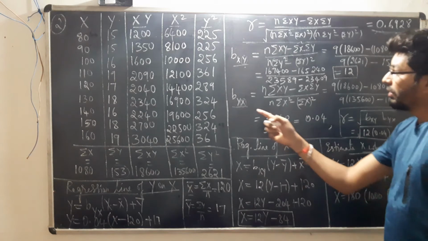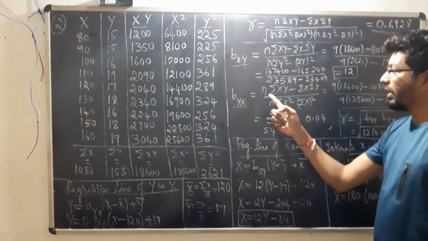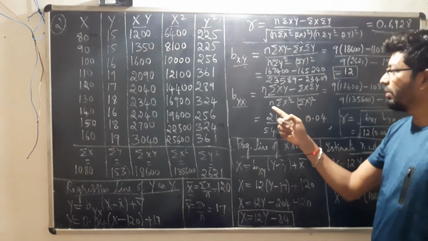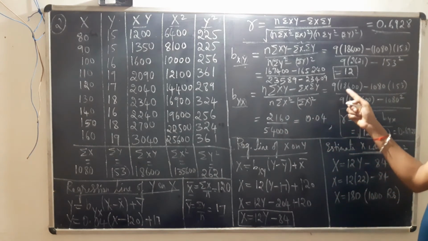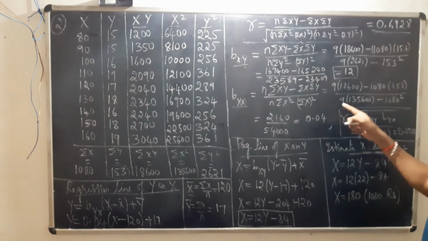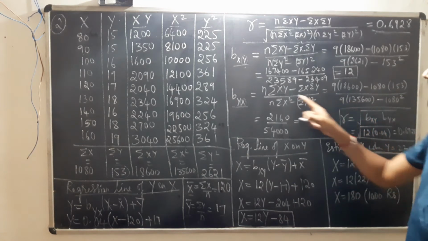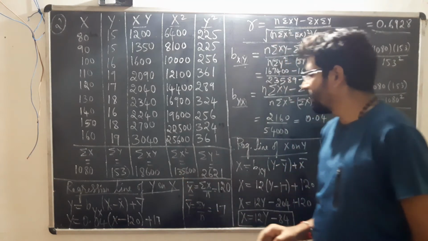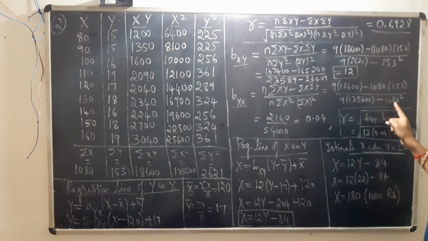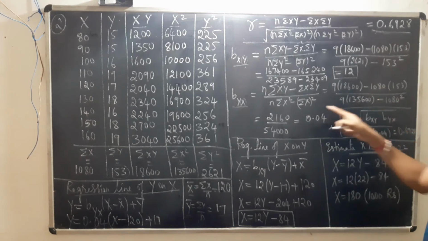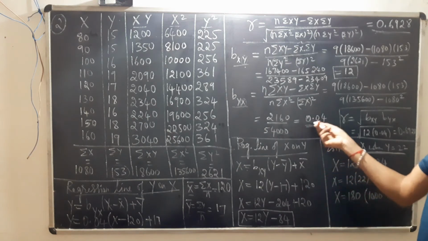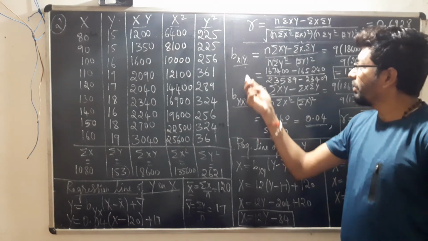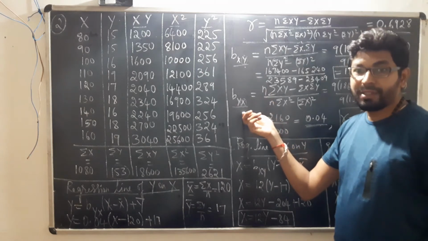Similarly, computing the regression coefficient of y on x, n sigma xy minus sigma x sigma y divided by n sigma x square minus sigma x whole square. This will be 9 into 18,600 minus 1080 into 153 divided by 9 into sigma x square. Sigma x square is 135,600 minus sigma x whole square. Sigma x is 1080. The square of that will be 1080 square. Now simplify this, you will observe that the regression coefficient byx is 0.04. Now you could easily verify the properties here. Both the regression coefficients will have the same sign.